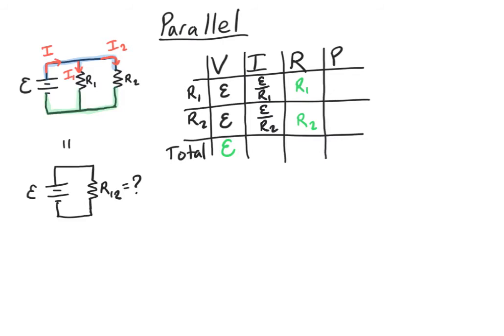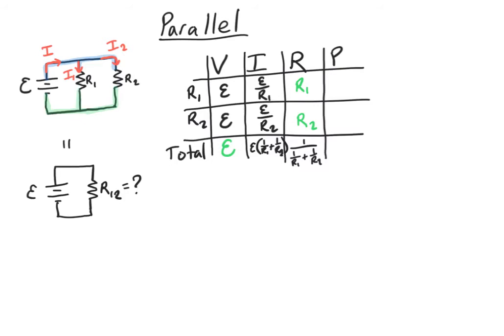And because the total current is equal to the sum of I1 and I2, we can write this as E times (1/R1 + 1/R2). I ran out of room. And we can confirm that this is, in fact, equal to E over the equivalent resistance, where again we can calculate the equivalent resistance as 1 over (1/R1 + 1/R2).